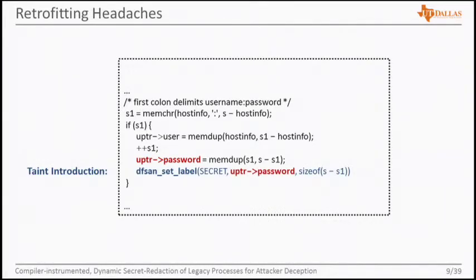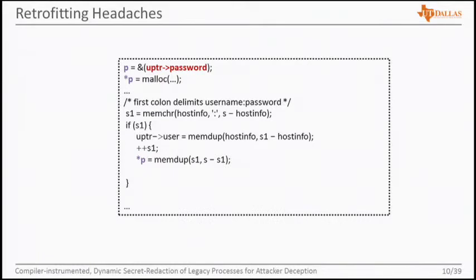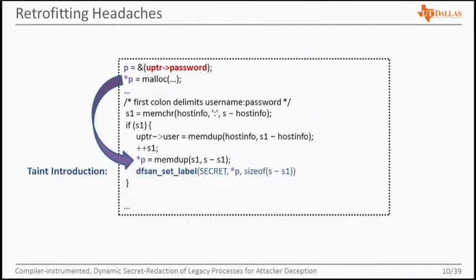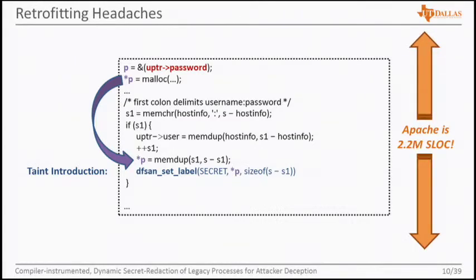The problem is that if I change this program just a little bit, the problem all of a sudden becomes much harder. Here, I don't only have to track the assignments to P now, but also all aliases of P, so I have to deal with pointer aliases. And when we consider a program that has 2.2 million lines of code, this problem becomes intractable.